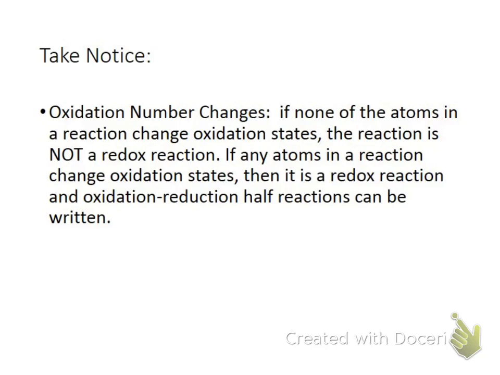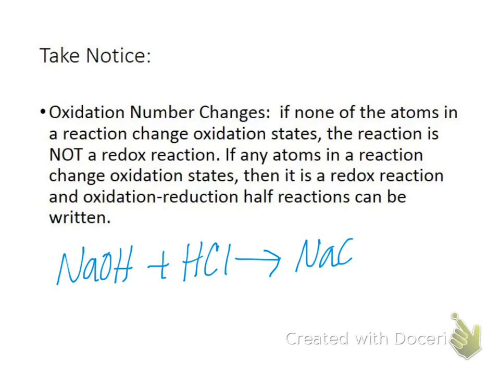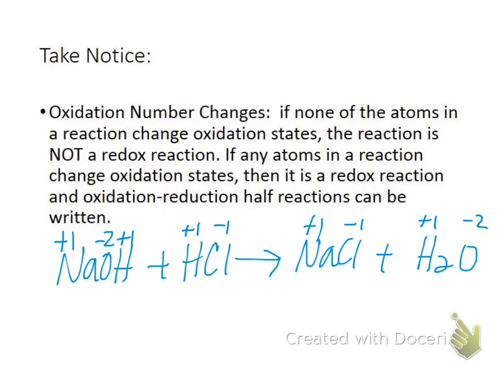When we're trying to figure out if something is an oxidation-reduction reaction, best thing to do is assign all the oxidation numbers on both sides of the equation and see if there's a change. If there's not a change, then it's not going to be an oxidation-reduction reaction. For instance, if I had an acid-base reaction, let's say I was doing NaOH plus HCl, and it makes NaCl plus H2O. If I were to assign oxidation states, this is a +1, +1, -2, +1, +1, -1, -1, +1, -2. Nothing is changing, so this would not be a redox.